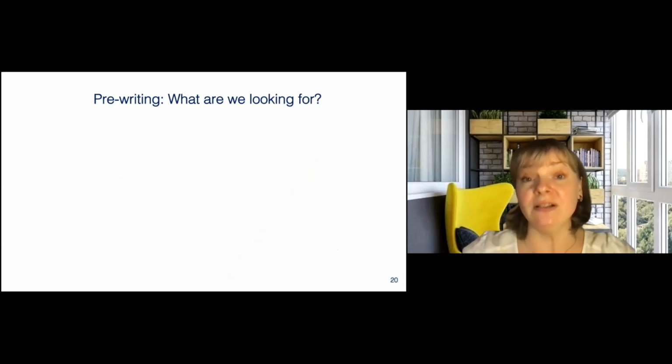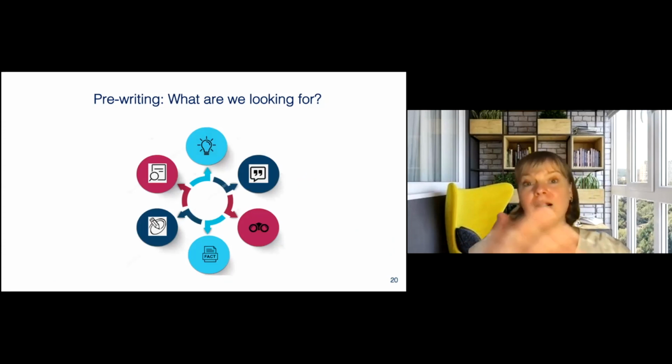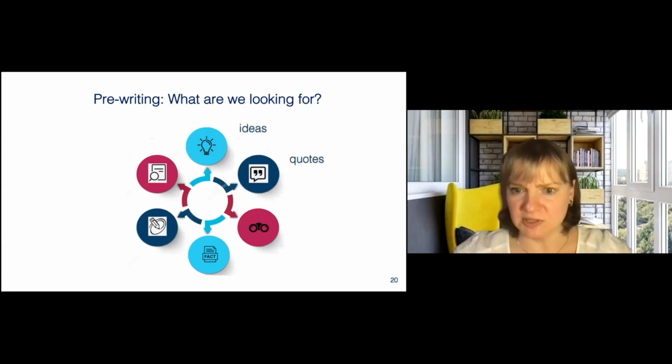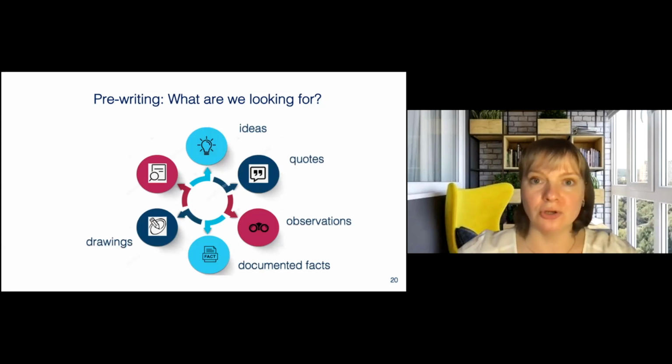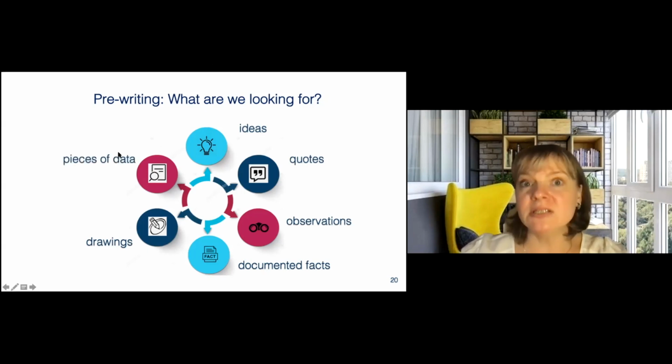Let's look in detail at these pre-writing stages. What happens before we actually start writing? What are we looking for? We are looking for various kinds of information, ideas, quotes, observations, documented facts, some drawings. We can even draw some pictures that later on can turn into some schemes and diagrams, and pieces of data. So at this pre-writing stage, we usually accumulate loads of information, and it can be accumulated in an absolutely chaotic way.